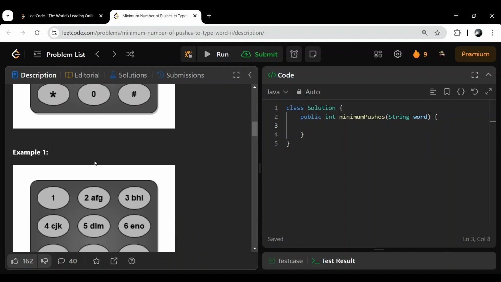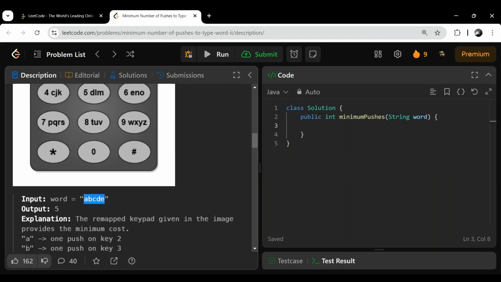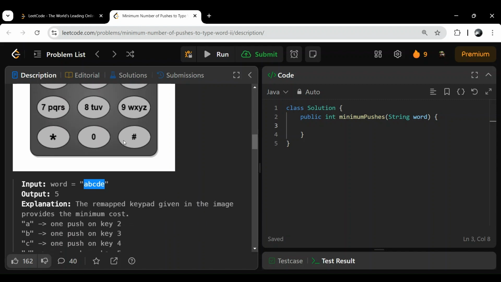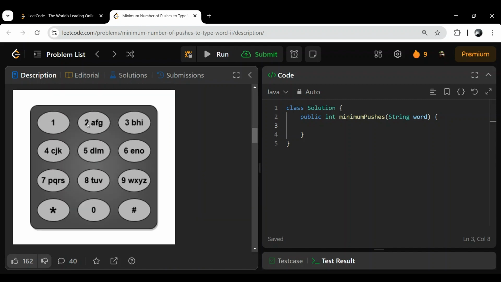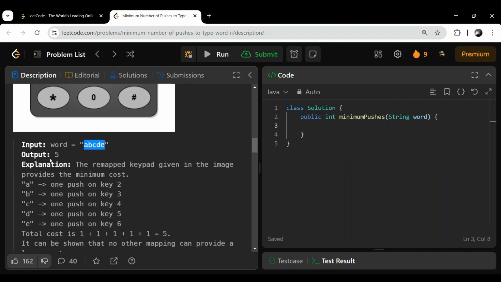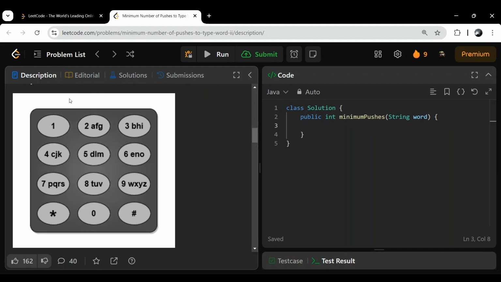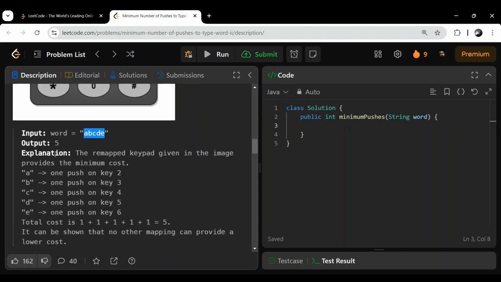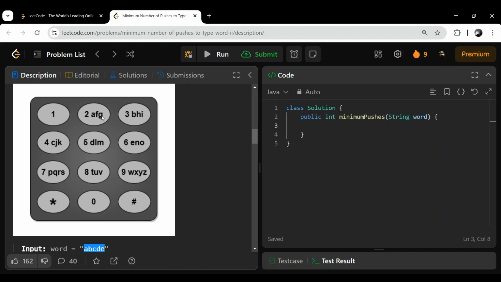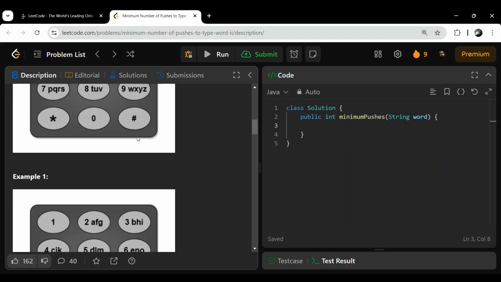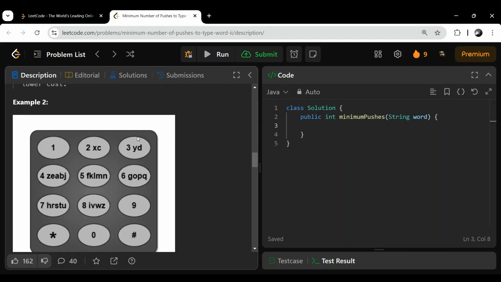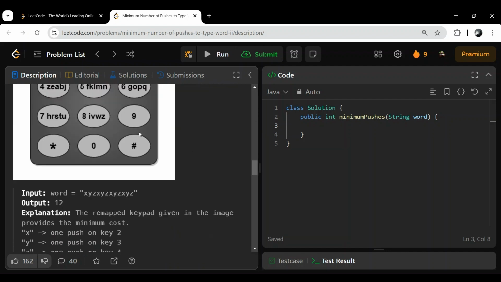In this example, the word given is A, B, C, D, E. What they have done is A is mapped to number 2, B is mapped to number 3, C is mapped to number 4. That means we have to click only once each of these 2, 3 and 4. Similarly D and E, so we only need 5 pushes, one each. So total 5 times.